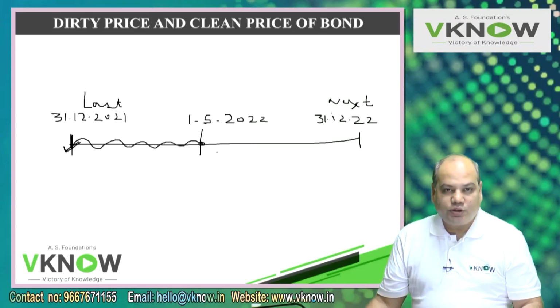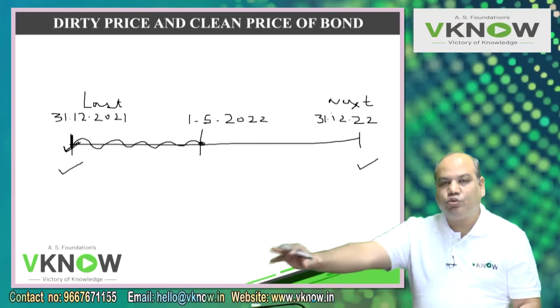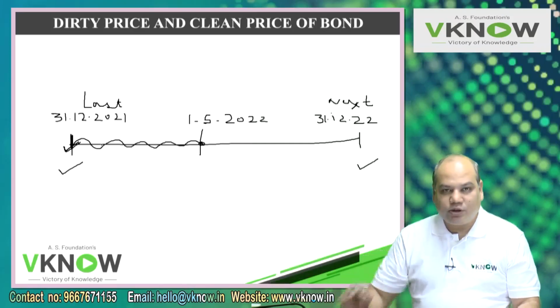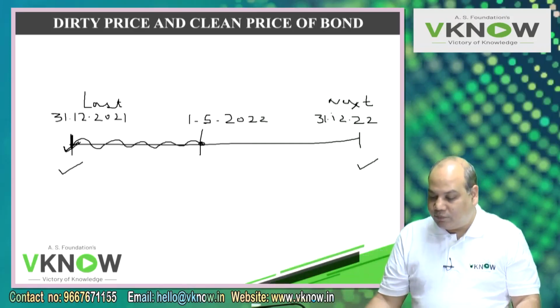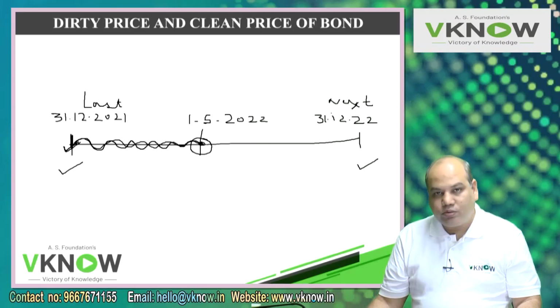How to value such bonds? Because it is neither here nor there. You have learned the calculation when all the coupons are pending and the redemption is pending. But here, if the bond is being valued between two interest payment dates, then it should also include the interest which has accrued.